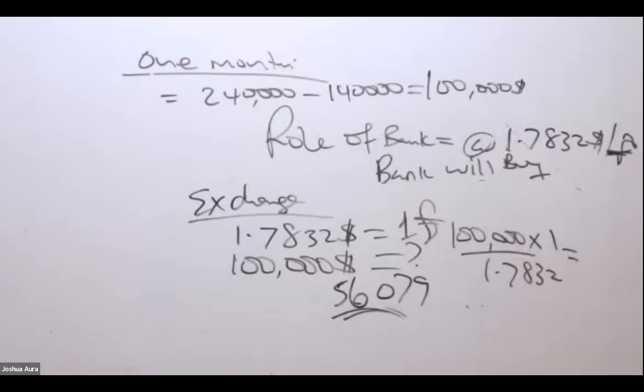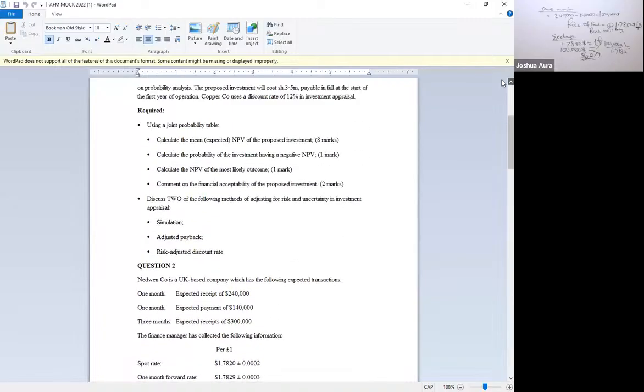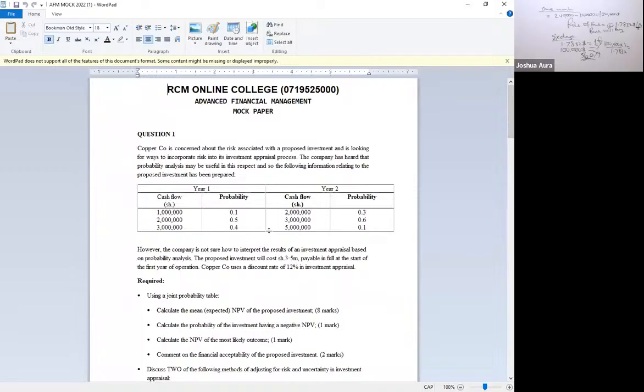Ladies and gentlemen, the other area that you cannot miss in the exam is this concept of risk management, where basically you get an examiner giving you simple things like this. You can see cash flows in year one, cash flows in year two. They're saying Copper Company is concerned about the risk associated with our proposed investment and is looking for ways to incorporate risk into its investment appraisal process. The company has heard that probability analysis may be useful in this respect, and so the following information relating to the proposed investment has been prepared.